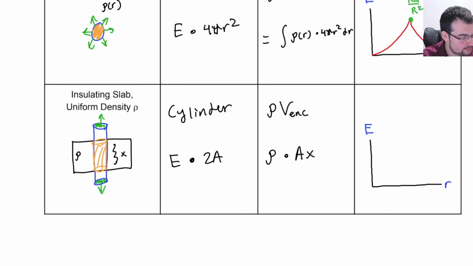And if you do the slab, you'll see the slab has an increasing E field, and then it levels out and becomes constant because we said it looks like the plane from outside. So this will be linear and this will be constant. So that's everything with Gauss.